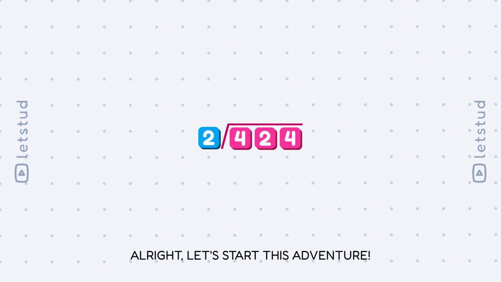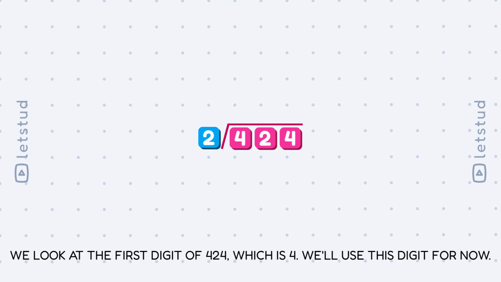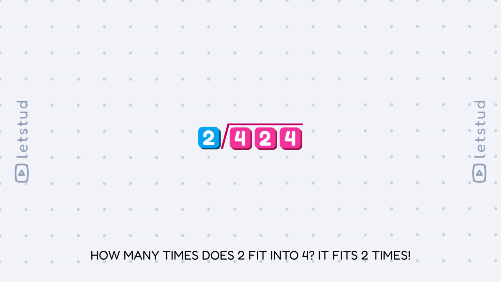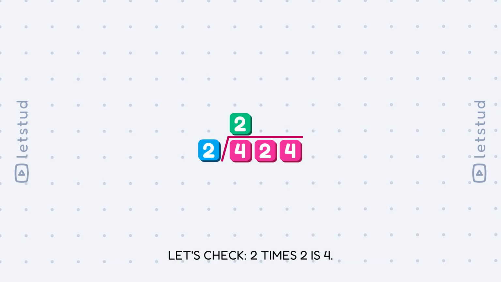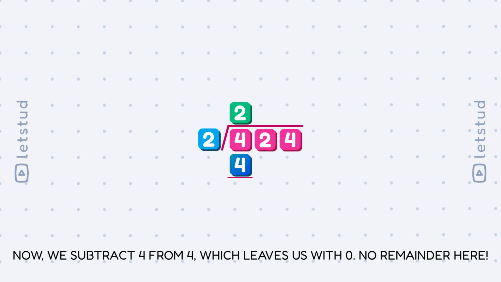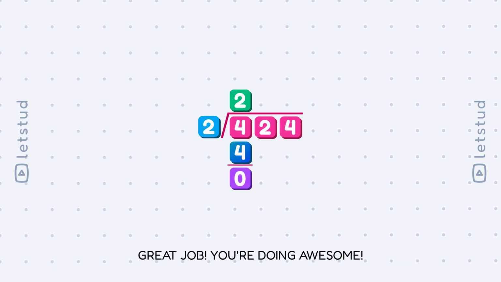All right, let's start this adventure. We look at the first digit of 424, which is 4. We'll use this digit for now. How many times does 2 fit into 4? It fits 2 times. Let's check. 2 times 2 is 4. Now we subtract 4 from 4, which leaves us with 0. No remainder here. Great job, you're doing awesome.